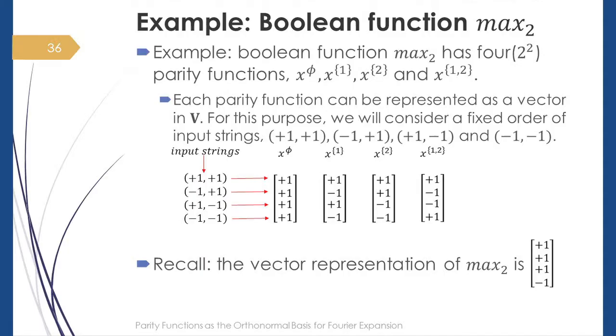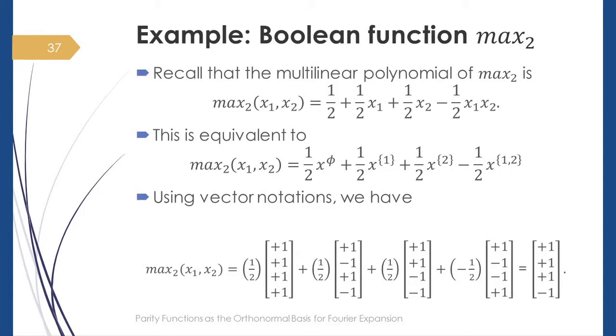Now what we want to do is, instead of thinking of the form of the Fourier expansion as being a sum of the x phi, x1, x2, x12 terms, we will now think of it as the sum of the corresponding column vectors, which are vector representations of those Boolean functions. What we had done at the very beginning of this lecture is we had pulled out of our hat, as a magic trick, the Boolean representation for max2 of x1, x2. The Fourier expansion was half plus half x1 plus half x2 minus half x1x2, and this you can think of in our current representation as half of x phi plus half of x1 plus half of x2 minus half of x12.